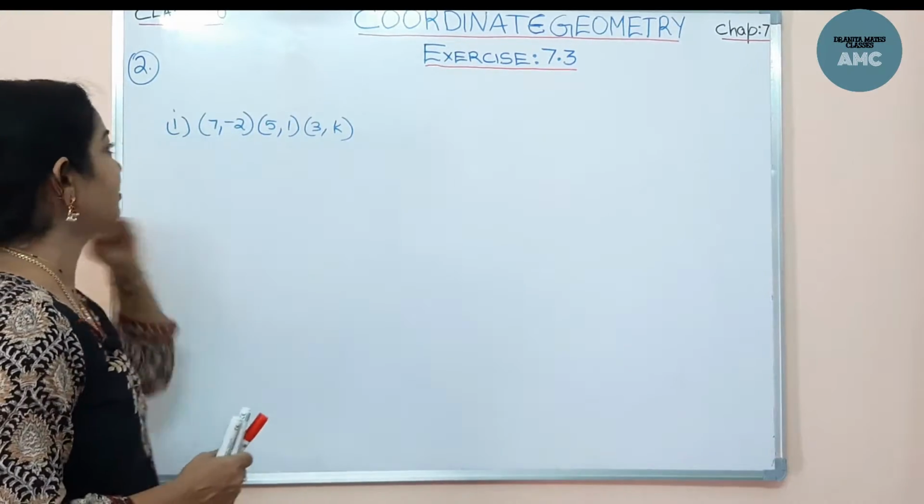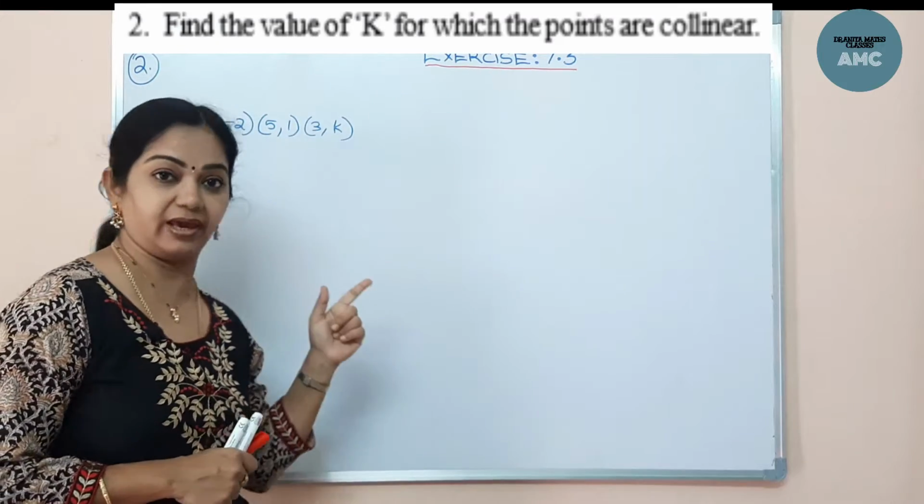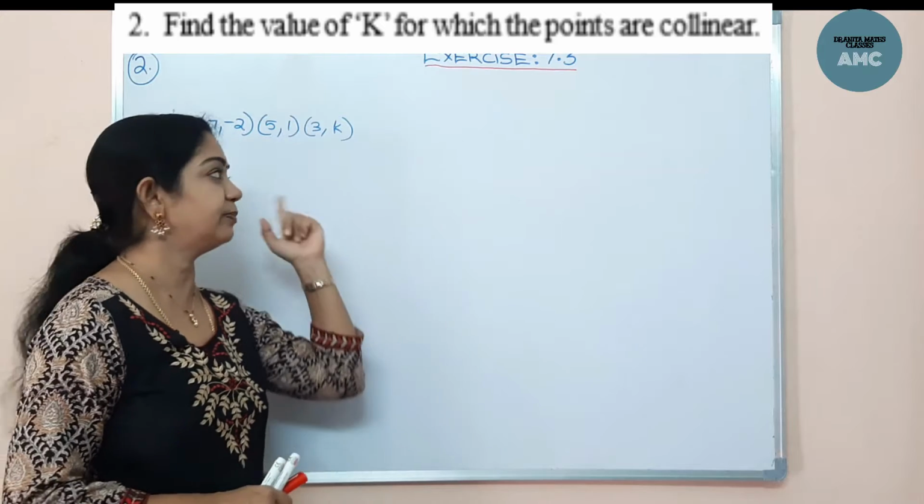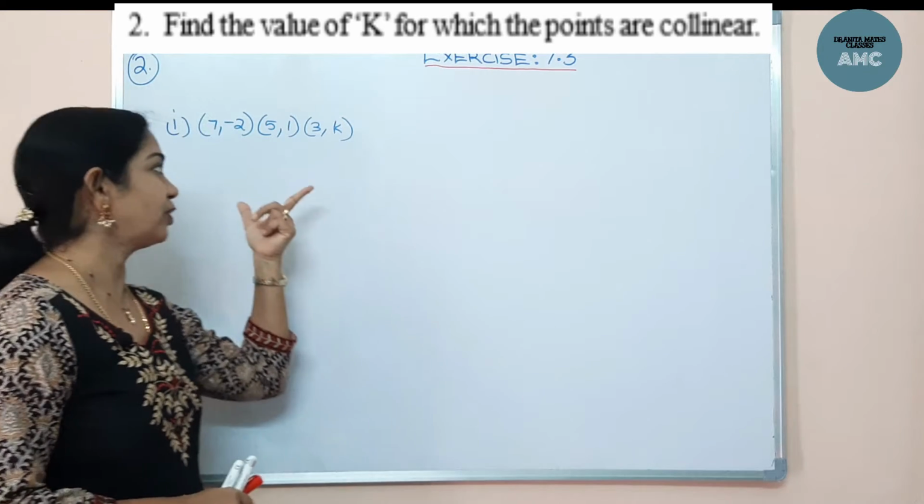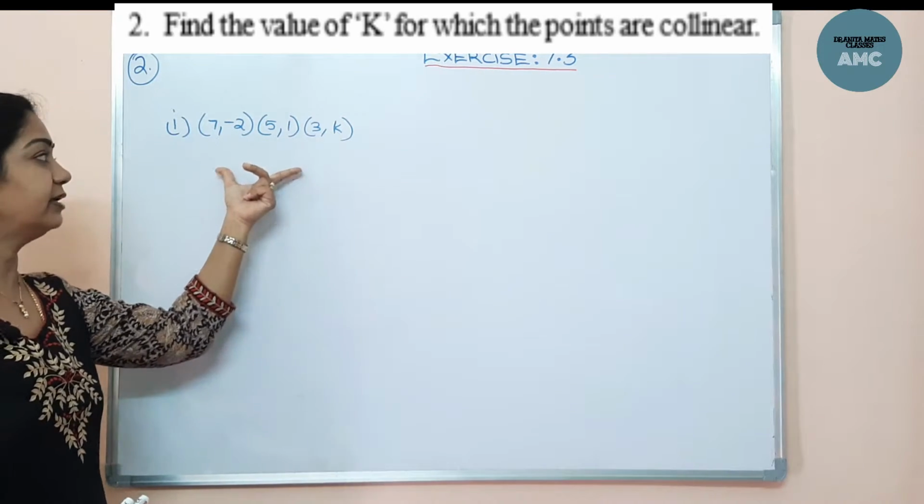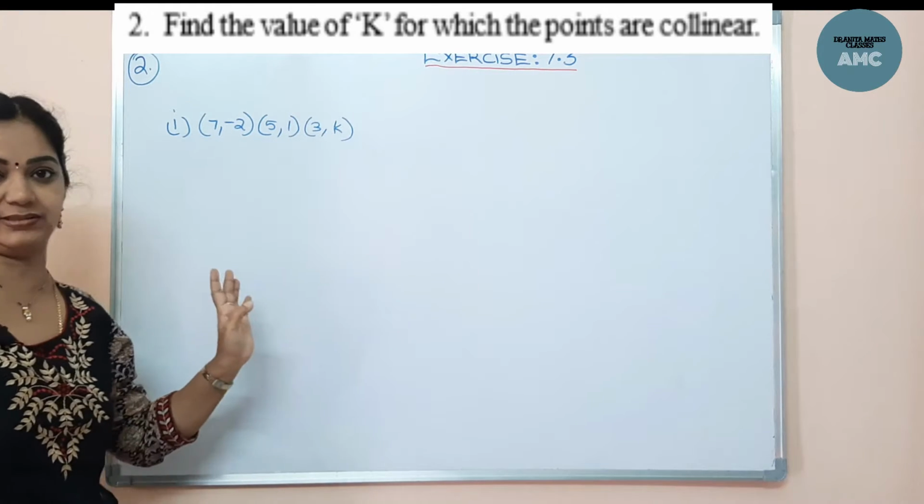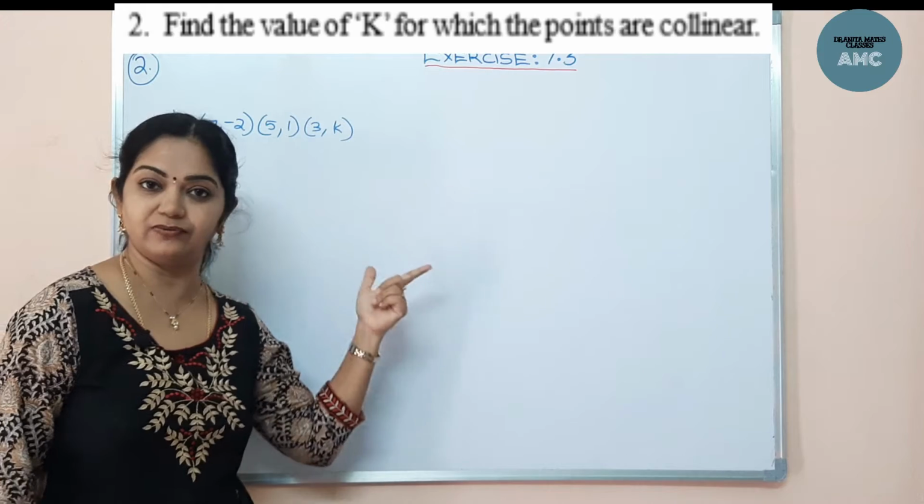Now the second problem, find the value of k for which the points are collinear. Now the points are given. Now these points are collinear and we have to find the value of k. K is placed in the y3 place. Okay, so we have to find the unknown value k.